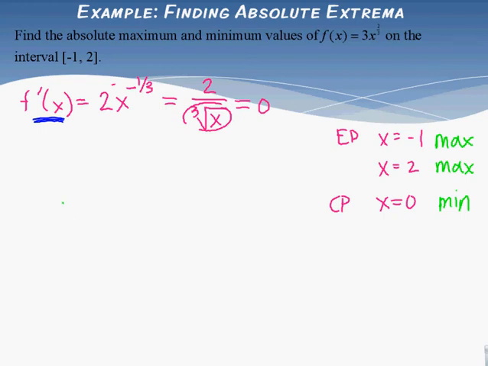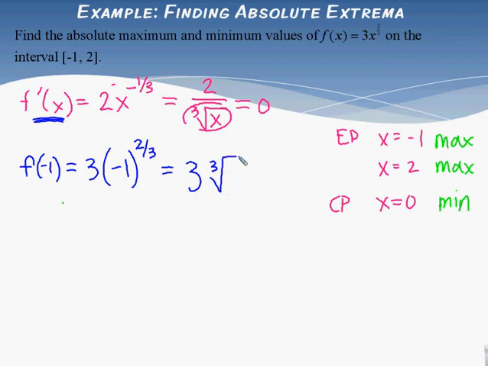Okay, so let's take -1, and I'm going to put it back into my original. So f of -1 here would end up being 3 times (-1) to the 2/3 power. And if I want to rewrite that to make it a little bit easier to solve, that would be 3 times the 3rd root of (-1) squared, right? If I put that into a root. And so (-1) squared is +1. A +1 cube rooted is going to also be +1. So the answer here is 3. And so I know that f of -1 is 3.